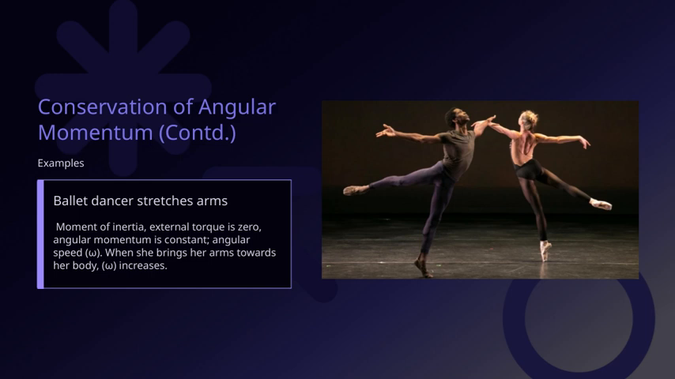This example emphasizes the core idea that in the absence of external torques, the angular momentum of a system remains constant, but the angular velocity can change based on how the mass distribution, or moment of inertia, varies. It's a beautiful demonstration of conservation in action, connecting the physics principles to real-world scenarios.